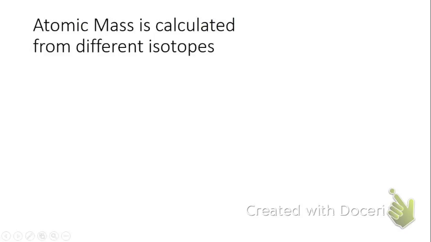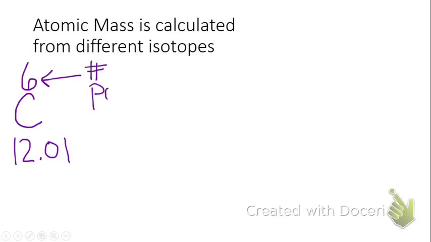One thing you will notice when you look at a periodic table is an atomic number followed by a chemical symbol followed by an atomic mass. The atomic mass describes how much an element weighs. So here we're looking at an example of carbon. Carbon has 6 protons as denoted by its atomic number.